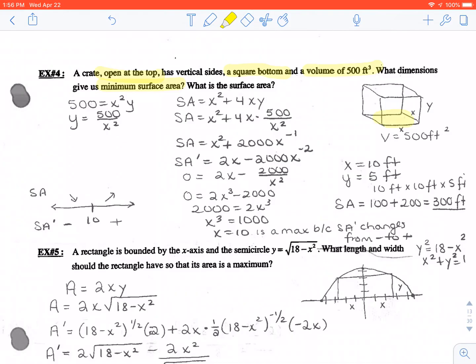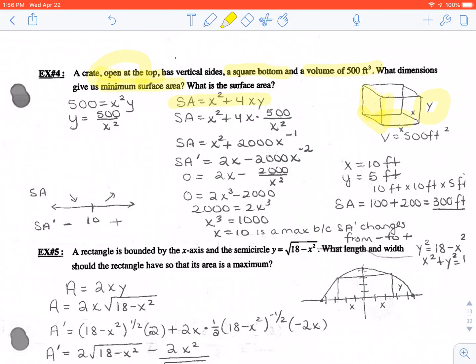I want to let them know what my dimensions are, so I'm going to write x and x. And then the area of that bottom would be x squared. I'm not going to include the top because it's open. And then 4 sides of dimension x times the height. I let the height be y. So I have surface area is x squared plus 4xy.